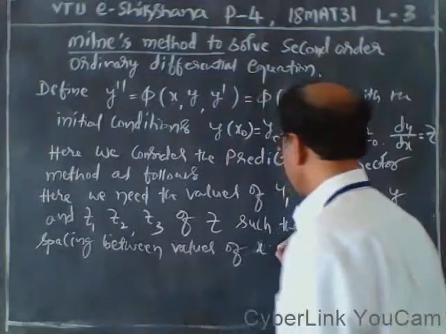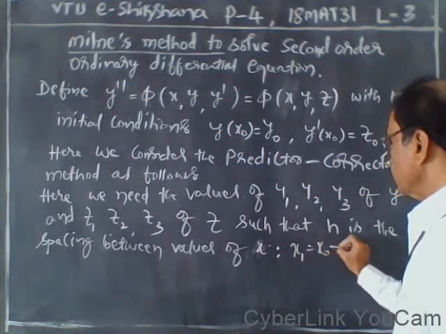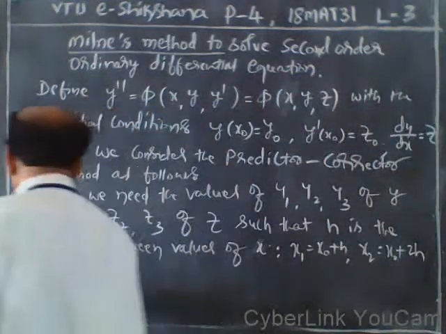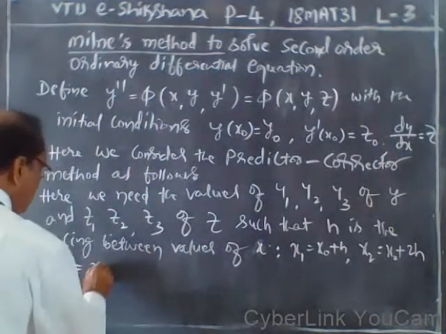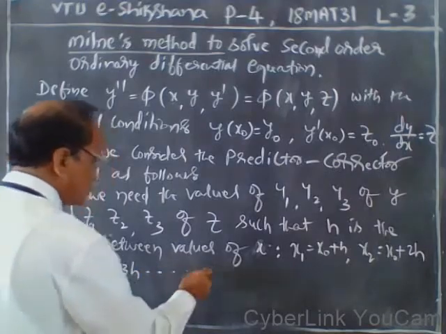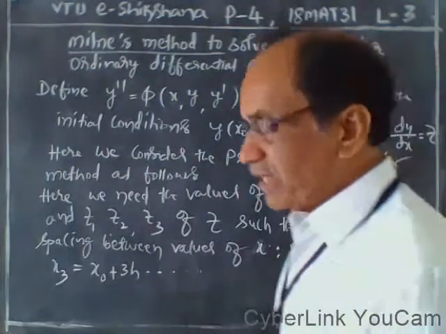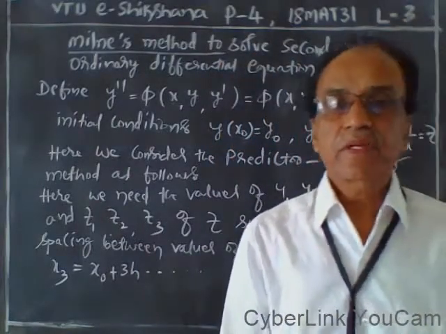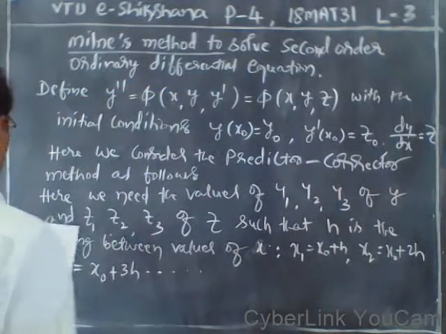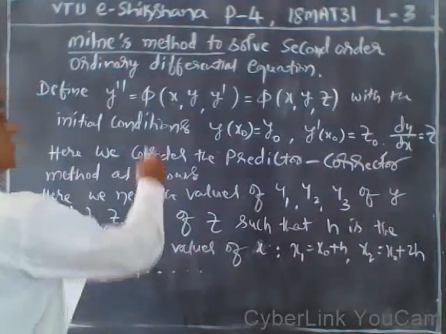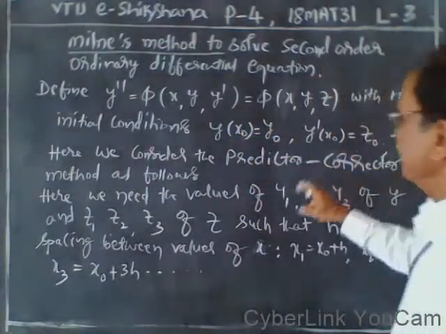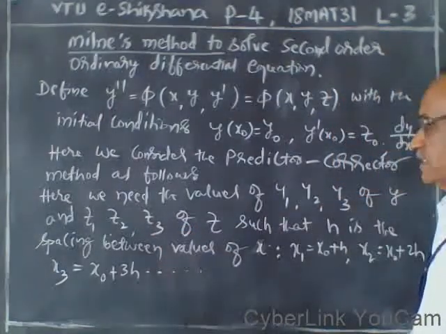Values of x, that implies x1 equal to x0 plus h, x2 equal to x0 plus 2h, x3 equal to x0 plus 3h, and so on. When we know all these successive values of x, by adding the spacing, how to proceed? We calculate the values of y4 and z4 in order to predict the next value of y3 and the next value of z3.